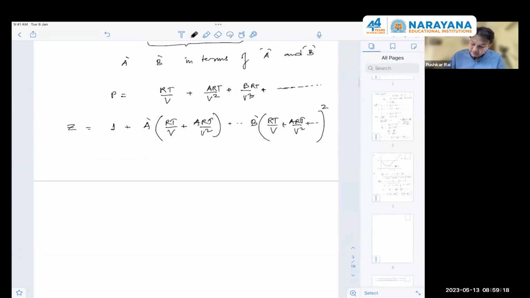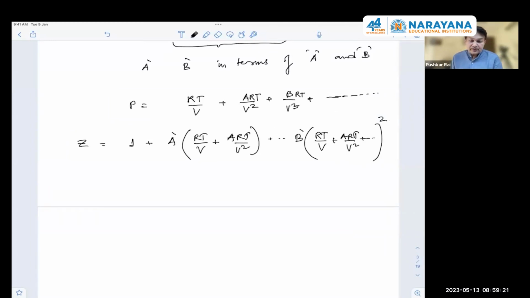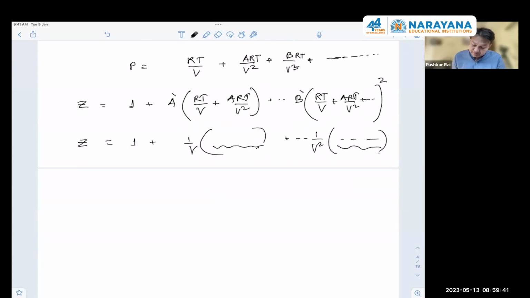It looks very horrible, but believe me, if you start ignoring it, it's going to be simple. So what you do, you just write Z equals 1 plus, pick only those terms which involve 1 by V plus something, something, something, plus those involving 1 by V square and something, something, something. Let us call this capital X and let us call this capital Y.